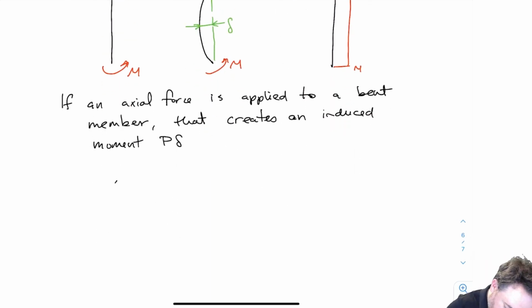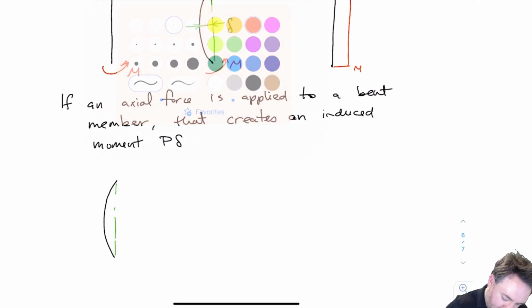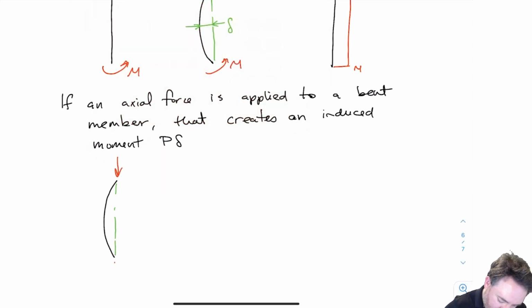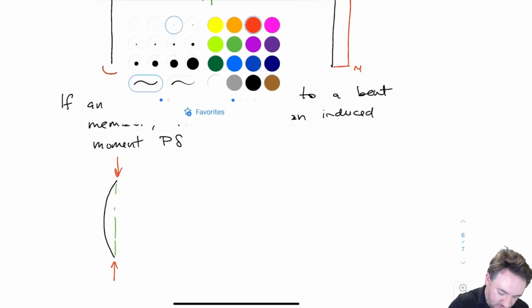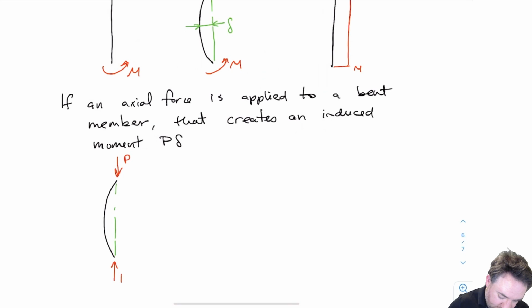Okay, so now let's just look at a curved member. We're going to forget about the moment for now. Let's just assume that the member is curved. For whatever reason, it's curved. And now I apply a load to it. So the load didn't cause the curve. The member just happens to start out curved. And I have that existing delta before I apply the P.